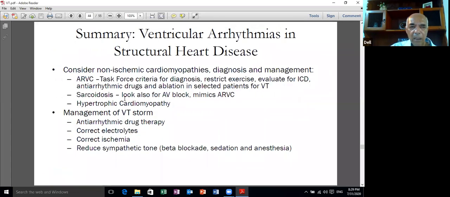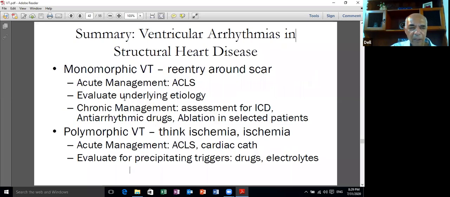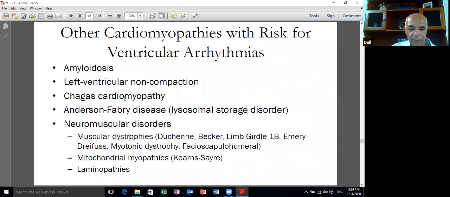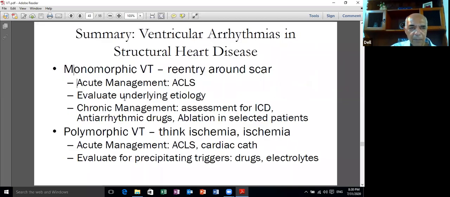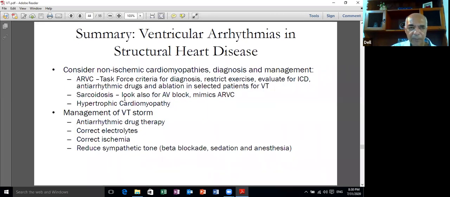So, a summary of the second part of the ventricular arrhythmias that complicate structural heart disease: consider non-ischemic cardiomyopathies, and we concentrate on management of the scar ventricular tachycardia. Consider monomorphic ventricular tachycardia if they have a re-entry around the scar, and with polymorphic ventricular tachycardia, think about ischemia as the primary etiology and try to revascularize these patients.